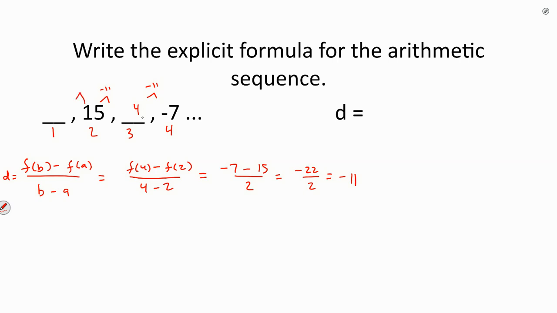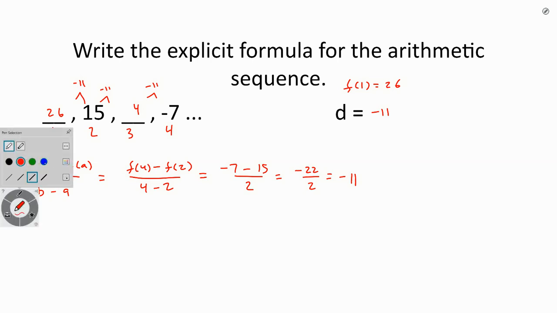Now I need to backtrack a little bit. Let's backtrack, because I have to have term 1. So if I subtract 11, what minus 11 is 15? That's 26. So I now know my first term is 26. I know my common difference is -11. And I'm all set to use my formula.